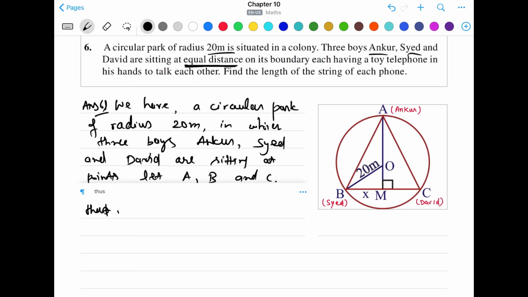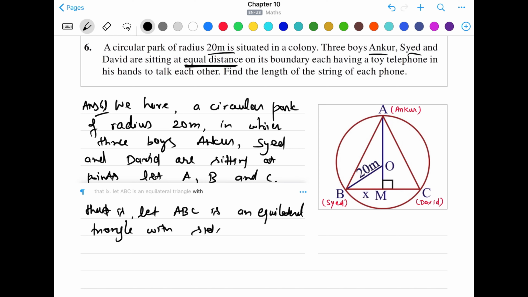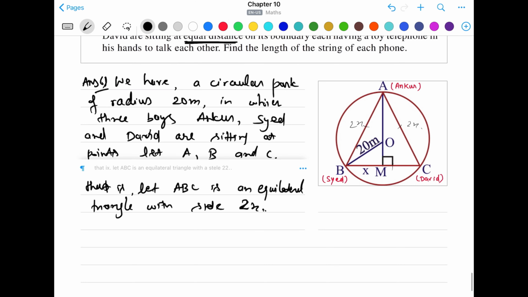that is, let ABC be an equilateral triangle with side 2x. Since they are situated at equal distance, that means the lengths of these three sides are equal, and we have taken that as 2x.